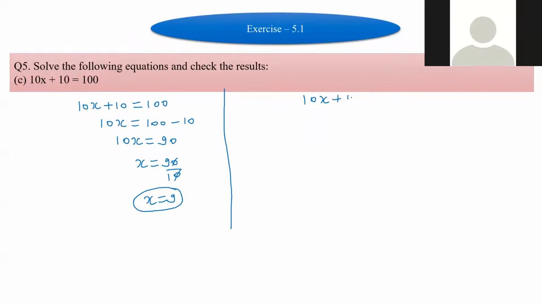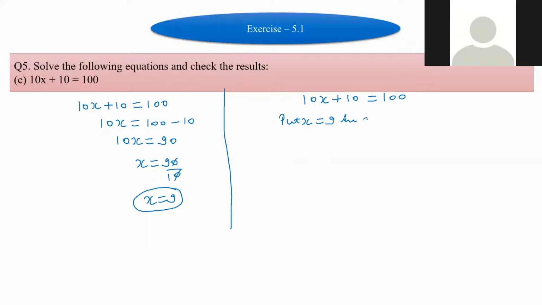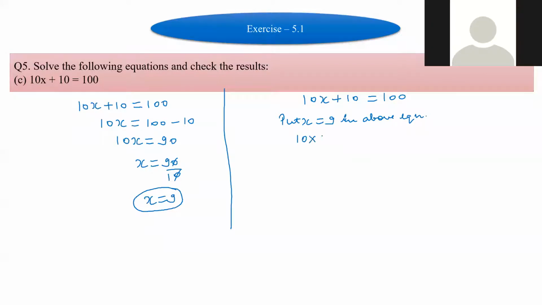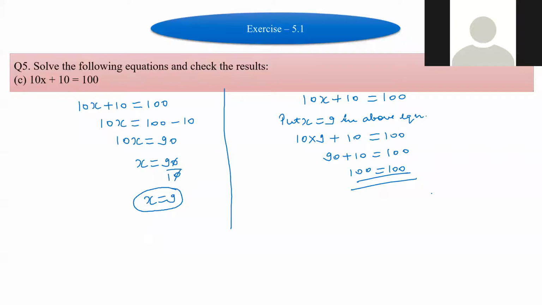Now put x is equal to 9 in the above equation 10x plus 10. 10 multiplied by 9 plus 10 is equal to 90 plus 10, 100. So 100 is equal to 100. Hence verified. Yes, sir. Mute yourself. Next, Yatharth Poplia, bolo.